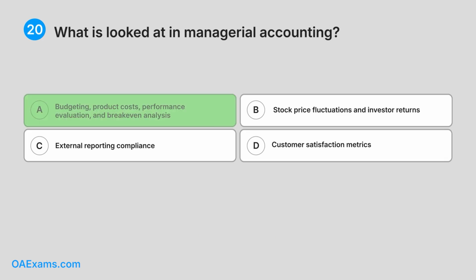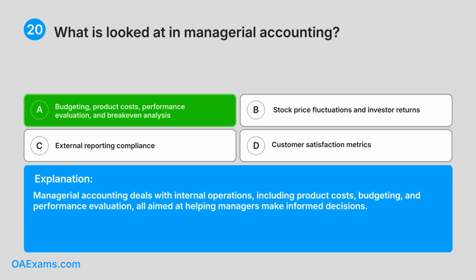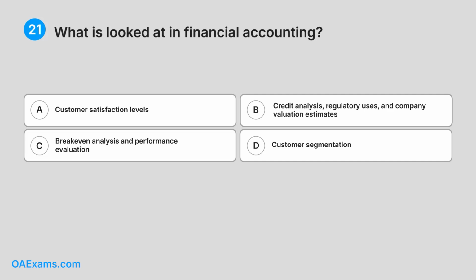Correct answer. A. Explanation. Managerial accounting deals with internal operations, including product costs, budgeting, and performance evaluation, all aimed at helping managers make informed decisions. 21. What is looked at in financial accounting? A. Customer satisfaction levels. B. Credit analysis, regulatory uses, and company valuation estimates. C. Break-even analysis and performance evaluation. D. Customer segmentation. What do you think is the answer?